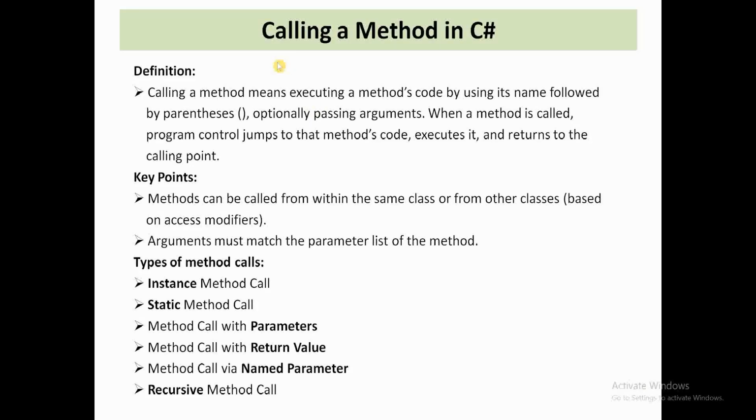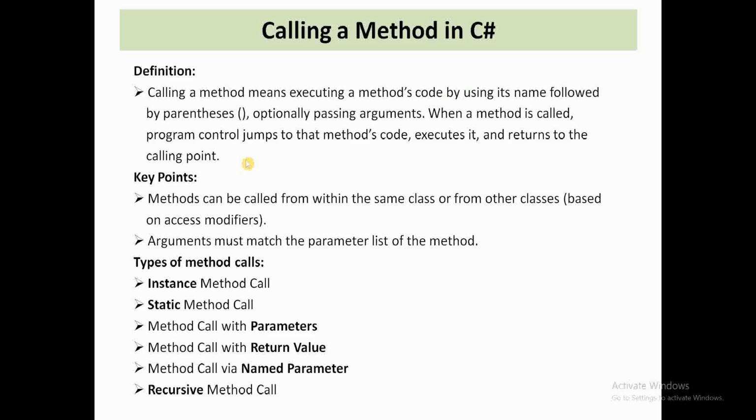First topic is calling a method in C#. Calling a method means executing a method's code by using its name followed by parentheses, optionally passing arguments. When a method is called, program control jumps to that method's code, executes it and returns to the calling point.